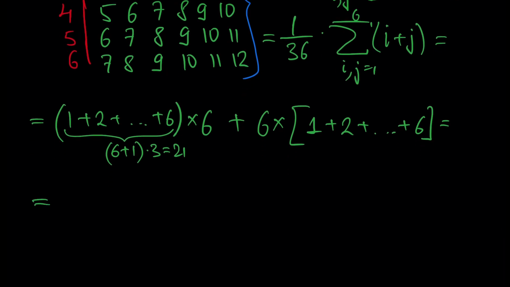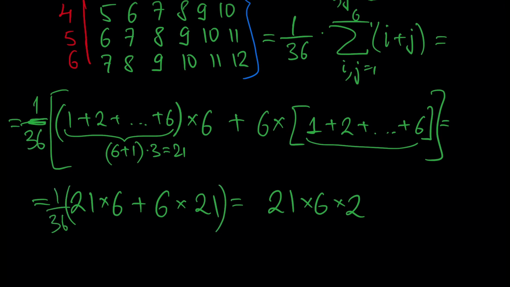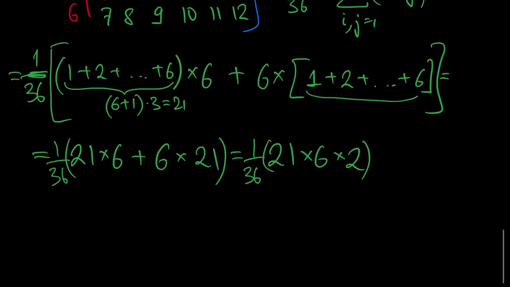And we have 21 times 6 plus 6 times, this will also be 21. So we have 21 times 6, 2 times. And of course, we forgot to divide all of this by 1 over 36. Okay, divide all of this by 1 over 36.